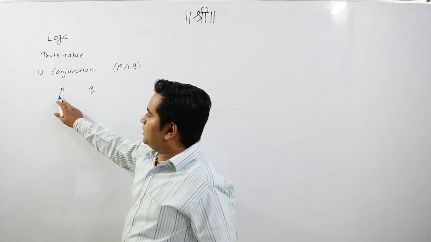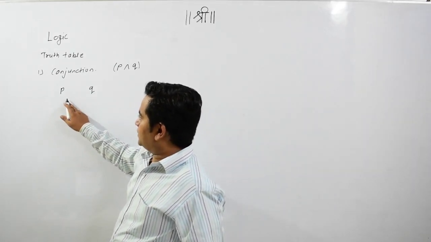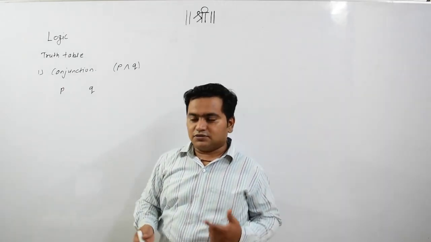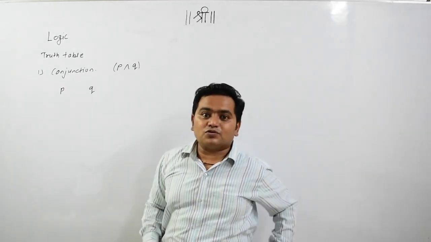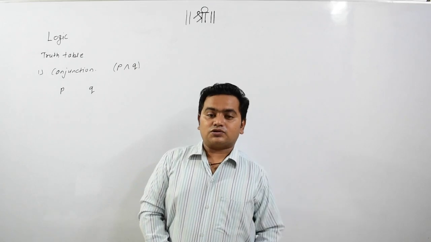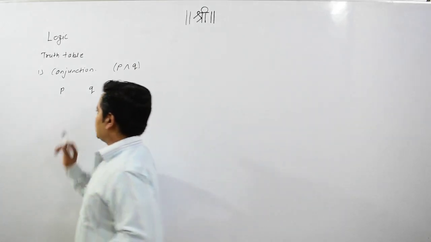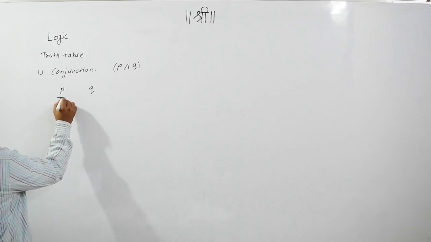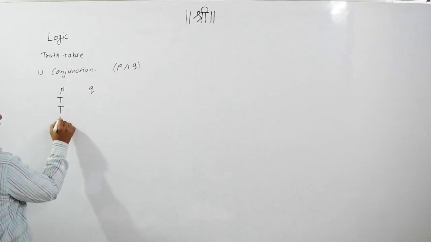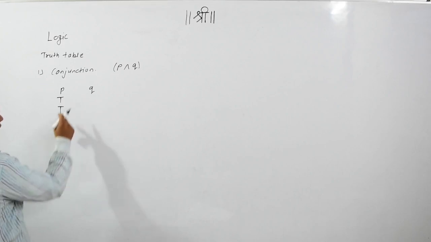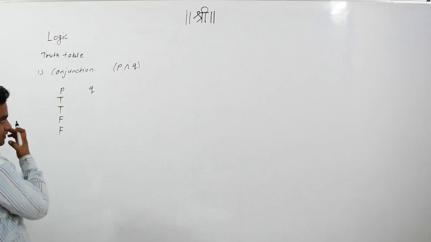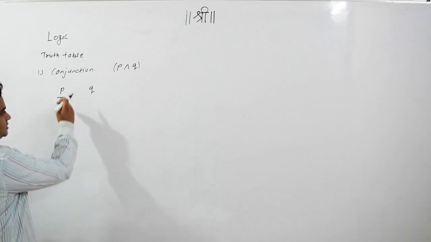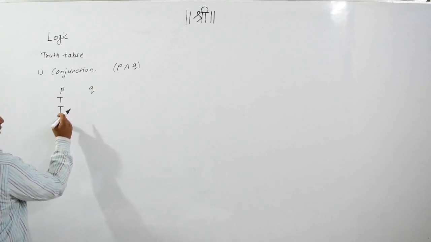Each has one true, one false, one true, one false. Again making their combination leads us to 2 raised to n. So for this quantity how many values do we have? 4. So T, T, F, F. I am managing this, T, F, T, F. There is no different reason. There is only one simple step to remember: T, T, F, F.